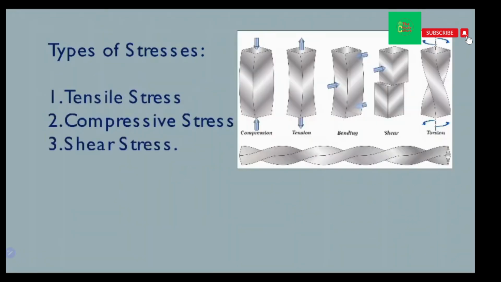Next, observe this figure. In this, it is clearly explained what is compression, what is tension, what is bending, shear and torsion. For compression, by applying two loads to compress the member, it will compress, which means the length will decrease. In tension, the loads are opposite to each other and it expands, that means the length increases.